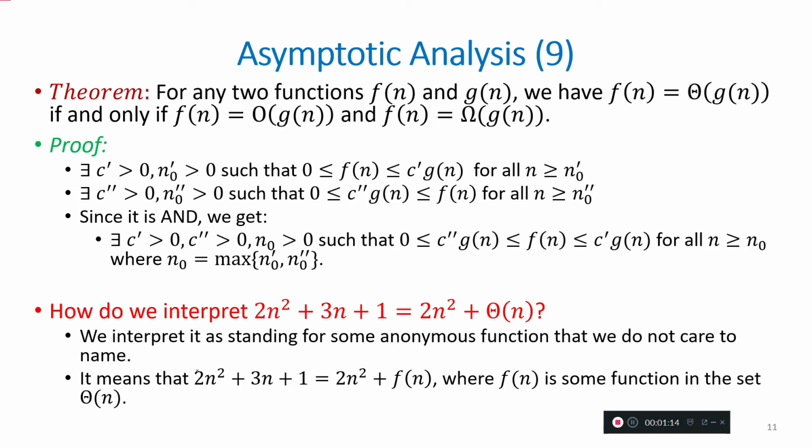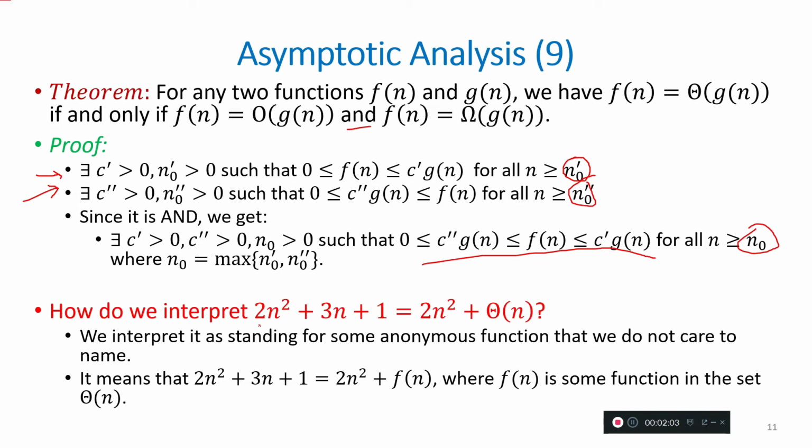The proof is quite simple and straightforward. From the definition of big O notation, we actually have this. From the definition of omega, we have this. Since it is an AND operation, we can conclude that there exists some C prime and C double prime and N naught that are positive and that satisfy this condition. Keep in mind that the N naught that we define in the AND operation is actually the maximum of N naught prime and N naught double prime.